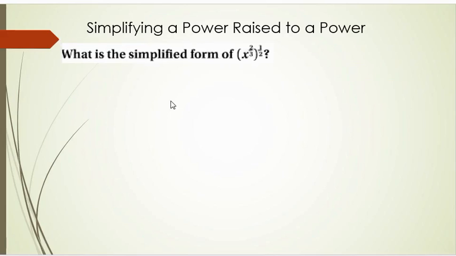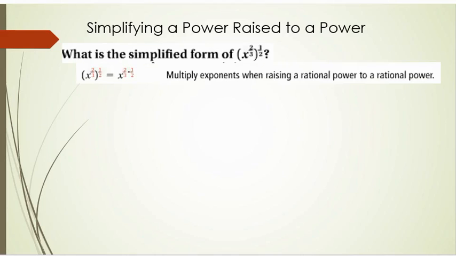What's the simplified form of x to the 2/3 raised to the 1/2? So think again, what do you do if you have a power raised to a power? You're going to multiply them. So you have x to the 2/3 times 1/2. So multiply 2/3 times 1/2, and you get 2/6, and then you can simplify that to x to the 1/3.